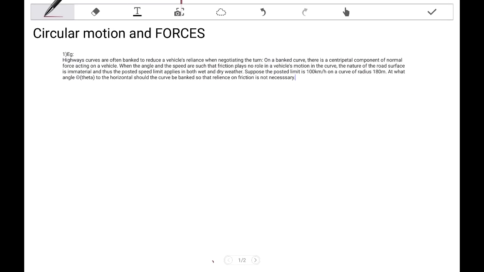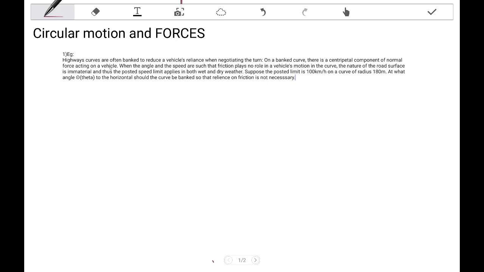Hi guys, in this video I'm going to teach you how to deal with circular motion and forces. So in this problem we're going to take a look at the motion of a car on a banked curve. So let's look at this example.